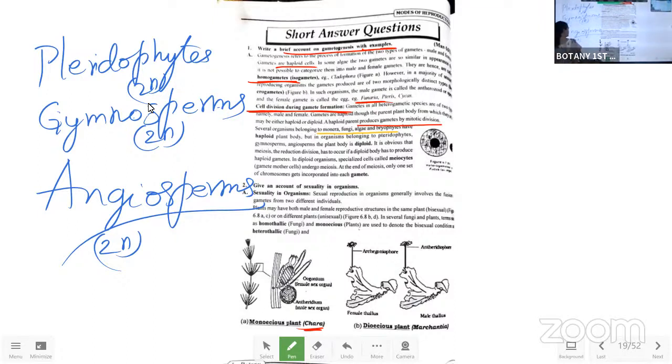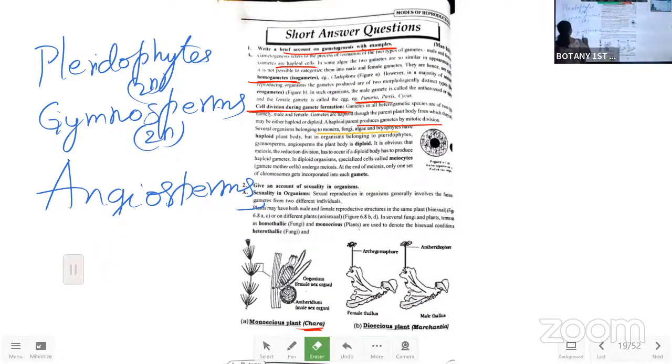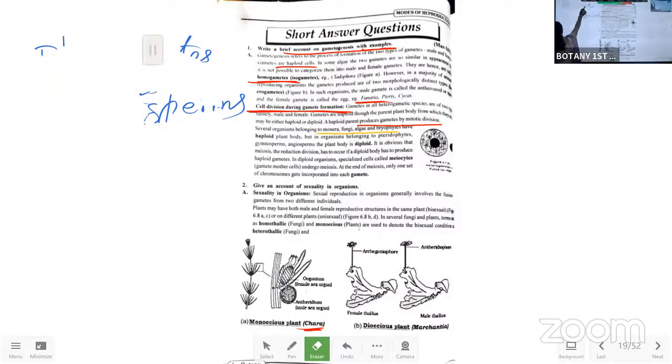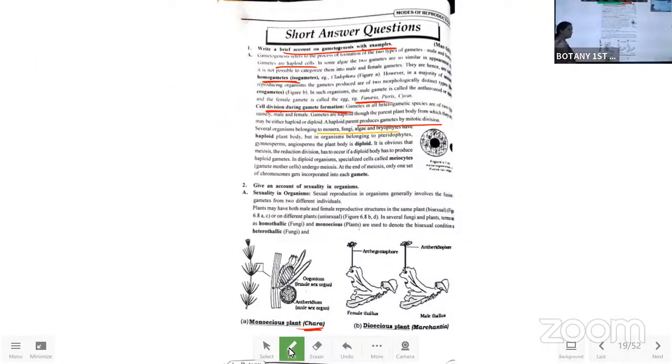Okay. And once the plant body is haploid, then they will make the gametes with the mitotic division, and then the meiosis occurs after the zygote formation to make a haploid plant body. Like that, the complete division will be there. So the specialized cells are called the meiocytes. Meiocytes means mother cells, gamete mother cells, which undergo meiosis.